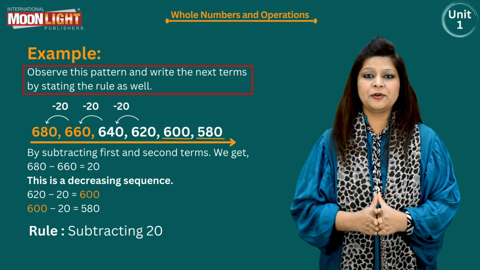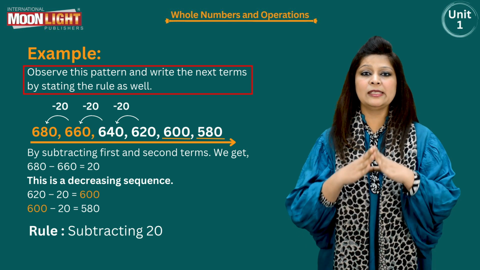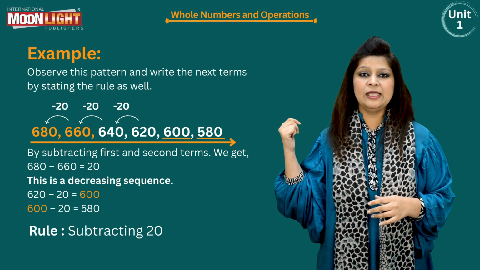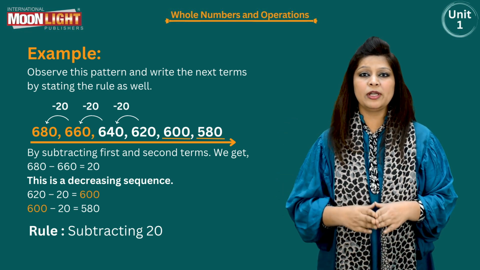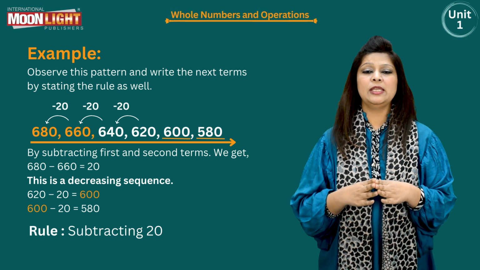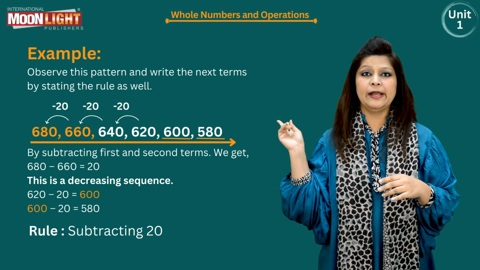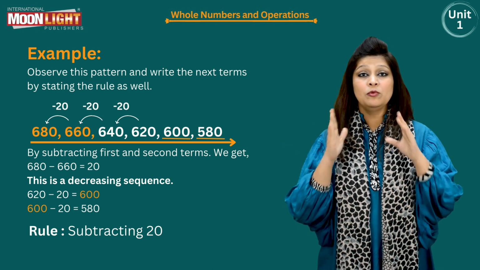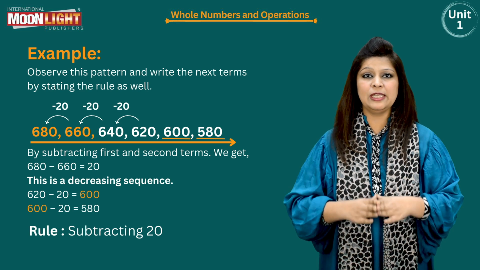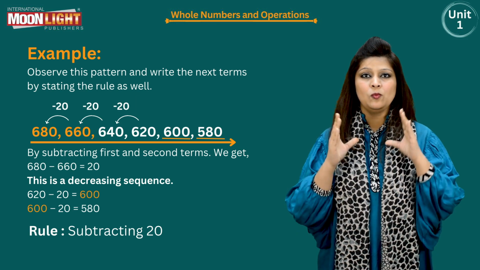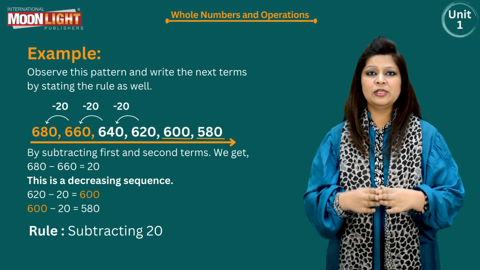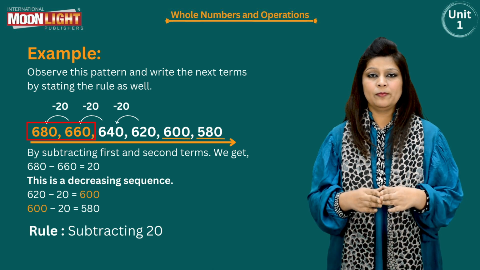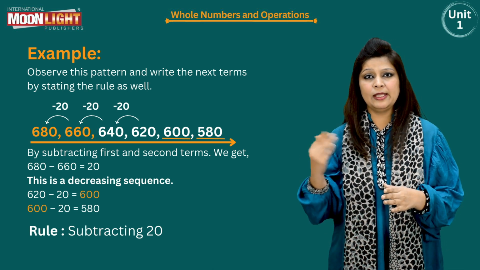Let's observe this pattern and write the next term by stating the rule as well. The numbers are 680, 660, 640, 620, and you can see the empty two lines over here. So we are going to find out the next two terms of the sequence. For that, I need to observe this sequence very carefully. You can see that the first term here is 680 and the next term is 660. So the first term is greater than the second term.